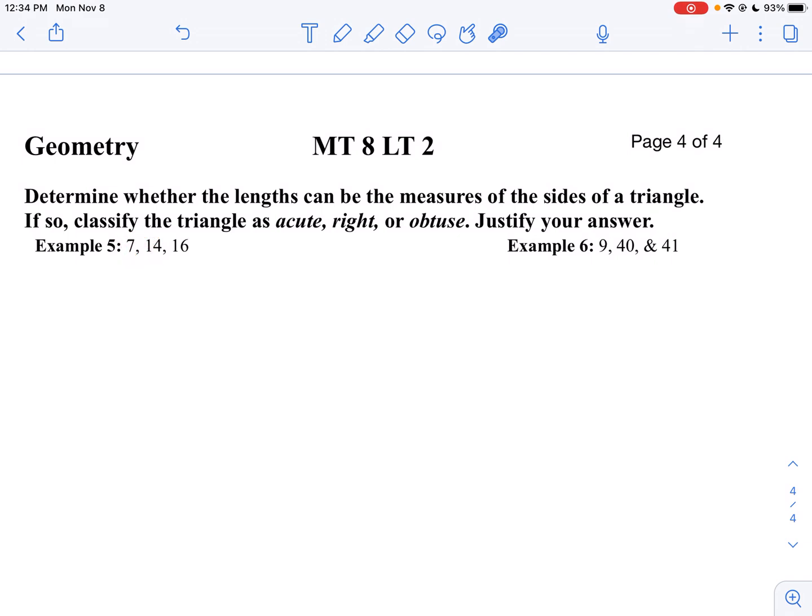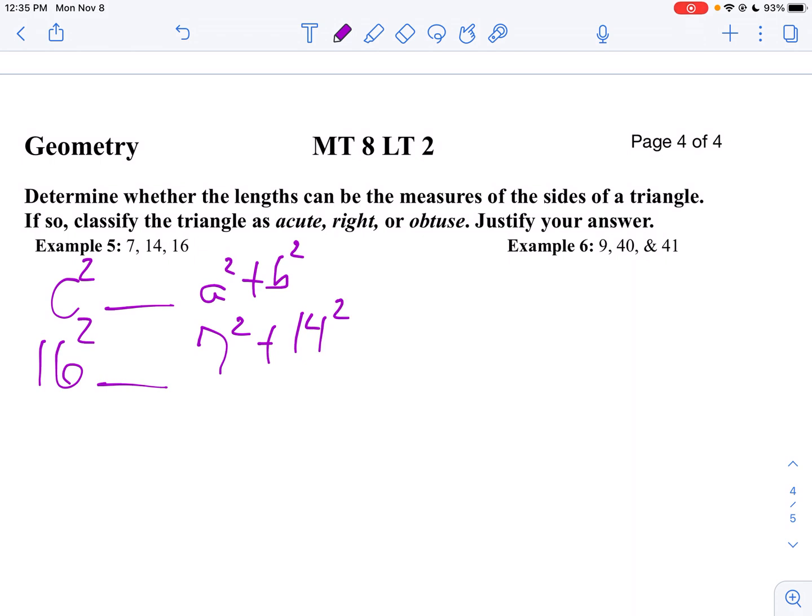And so what happens, if I look at example 5, my two smaller legs are 7 and 14. 14 plus 7 is 21. That's bigger than 16. So yes, that is a triangle. So now I'm going to compare c squared with a squared plus b squared. C is going to be my biggest number. So I'm going to compare 16 squared with 7 squared plus 14 squared.